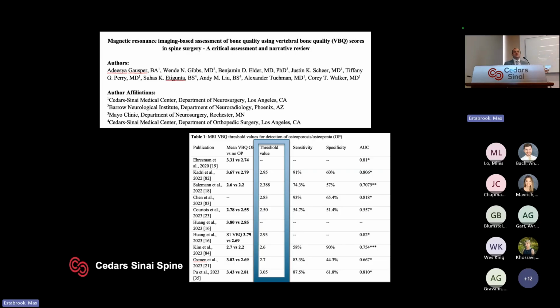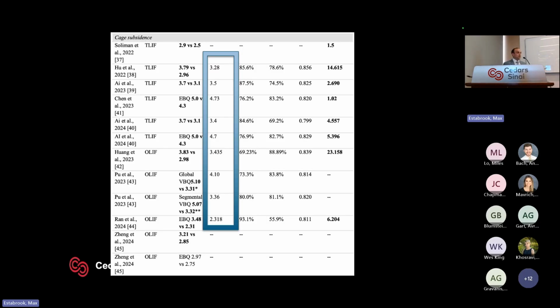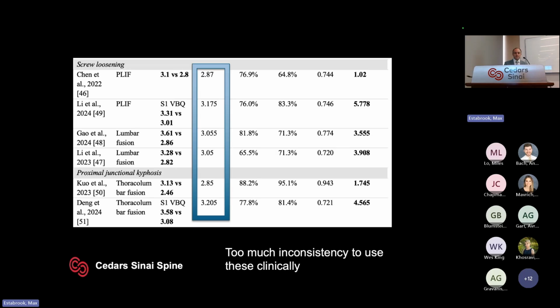Even in pediatrics, they've looked at this. And you can see they've predicted osteoporosis with this, so cage subsidence with all the different interbodies, all of them. But look at these numbers. They're all over the place. What number vertebral bone quality score do you use? 3? For instance, this TLIF study showed that the ones who had subsidence had 3.8. This one said 2.96. Well, the next one uses 4.73 as their cutoff. So what this just shows you, if you look at screw loosening, proximal, they're all over the place.